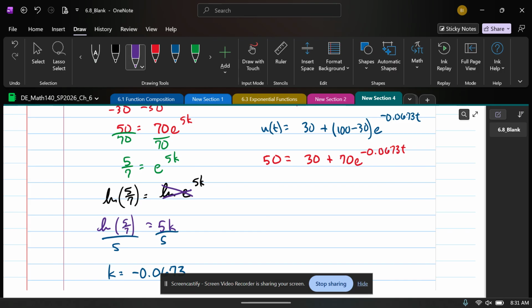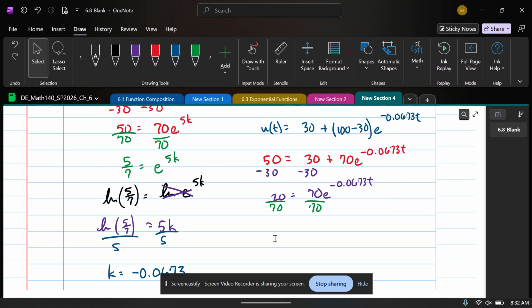Now we're going to solve again. So we're doing basically the same problem, just different numbers in there. And we're going to find T when we get done instead of K, because we don't know the time. We want to know how much time. Okay, so move the 30, same steps. Divide by 70.